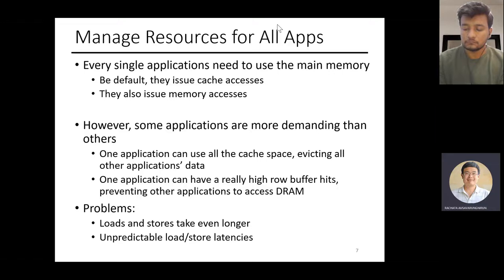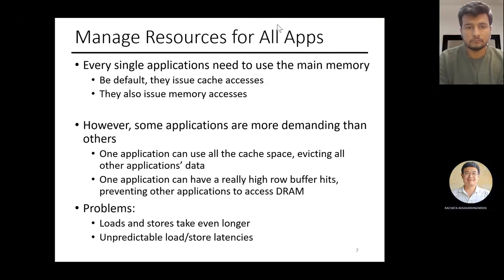Unpredictable latency for load and store exacerbates the problem. What can you do? Most of the time in a real-time embedded system scenario, the programmer would make sure only one thing runs whenever there's a deadline. So there's no sharing, or they would isolate the amount of sharing so you don't see interference from multiple applications. That's how you can guarantee it.